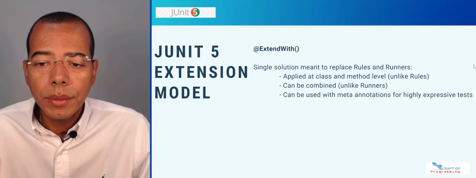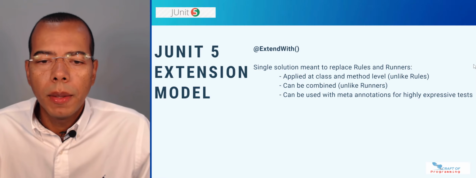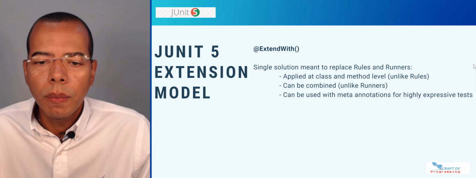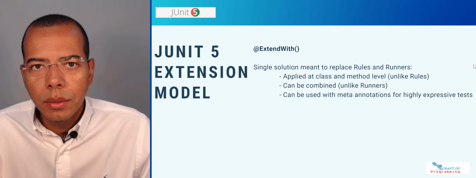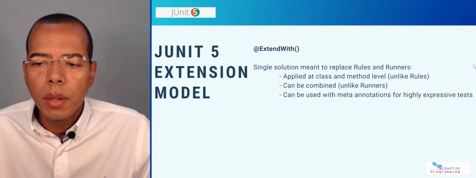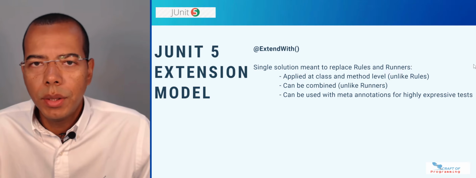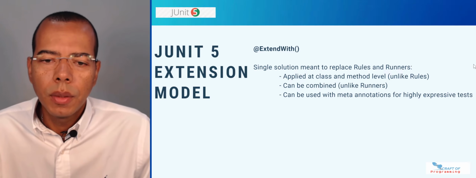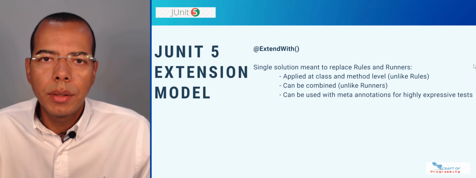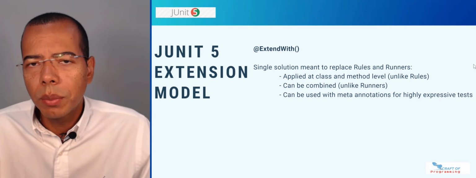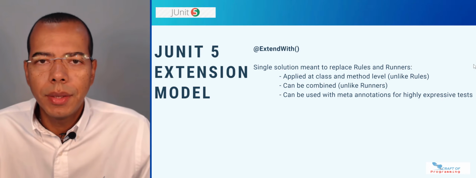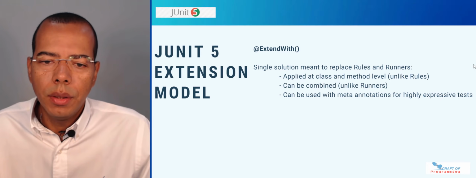So as you can see, unlike rules, you can apply @ExtendWith at a class level and at a method level. And unlike runners, they can be combined, which is something that rules provided. And you could also define meta annotations or your own annotations to have highly expressive tests. So again, the key takeaway here is that JUnit 5 does not support runners anymore. There is limited support for rules. And you should really be using the @ExtendWith mechanism as the single extension model in JUnit 5.